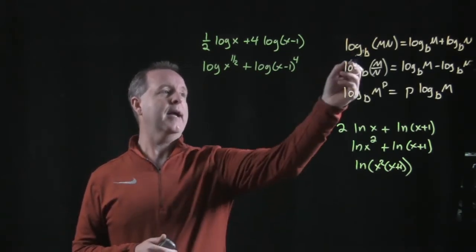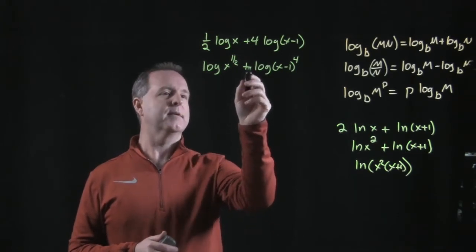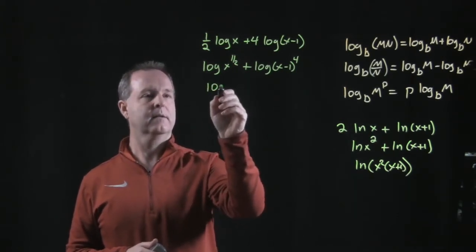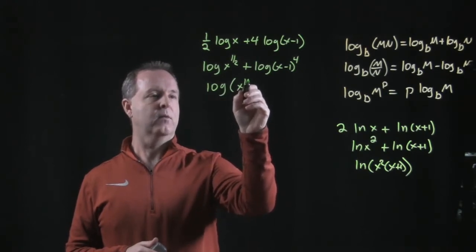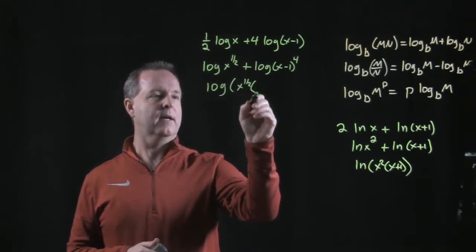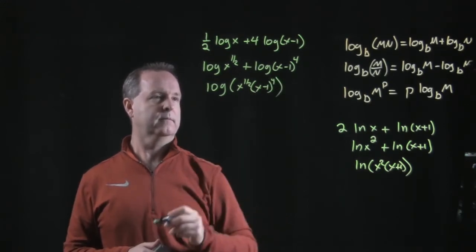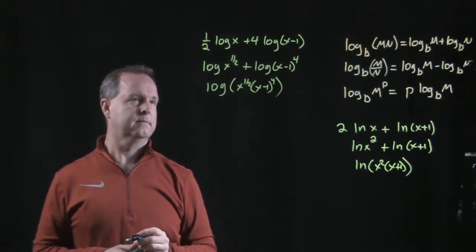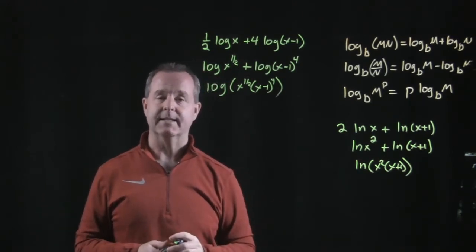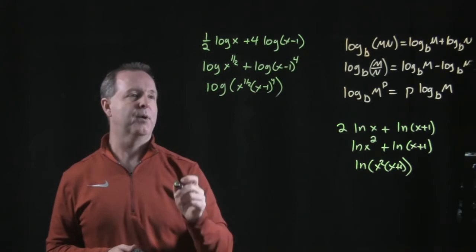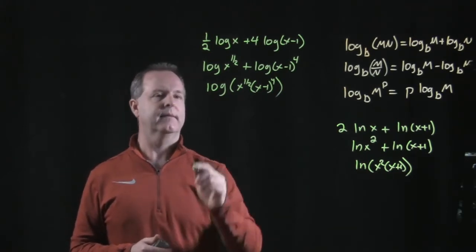Then from there, I can reverse the product rule, which will provide that, yep, it's a plus, so it's log of x to the 1/2 times x minus 1 to the 4th. And from there, we were able to condense that particular expression. Something doesn't look right, I just want to double check. Yeah, I'm fine with it.